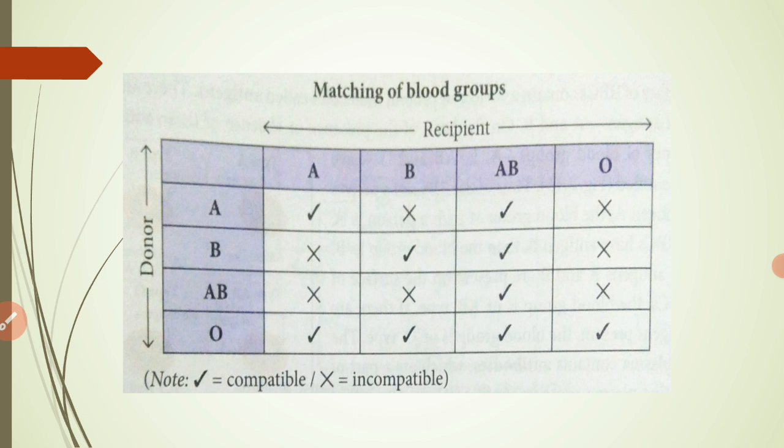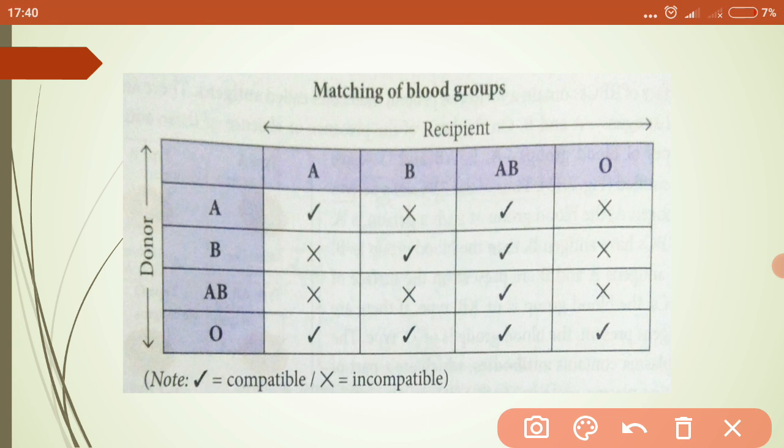Now, how is it done? This is a general chart which shows how blood groups are matched. If the recipient has A blood group, then an A blood group person can surely give. Similarly, for B, a B blood group person can also surely give. And if AB is there, then a person having AB blood group can surely give.